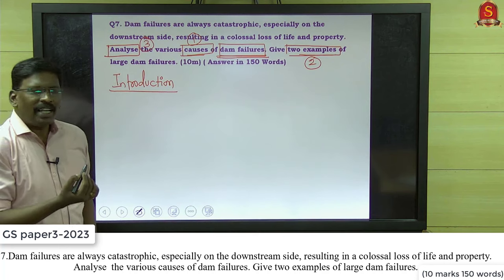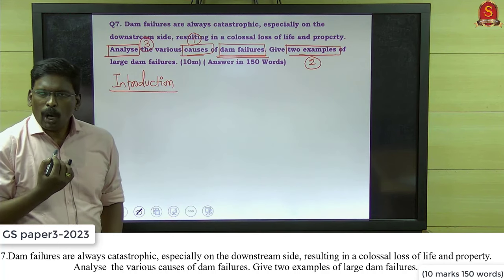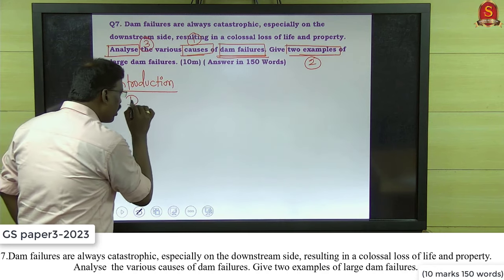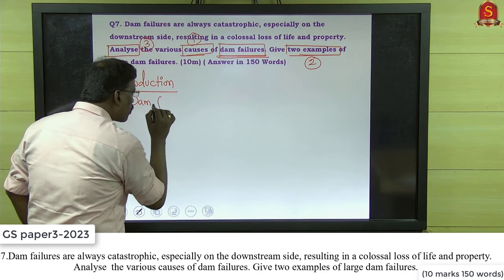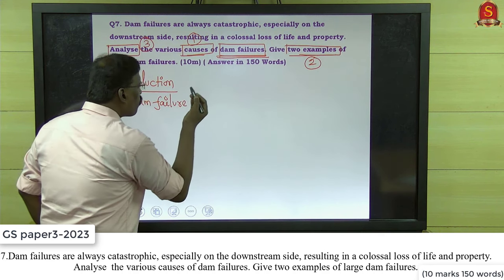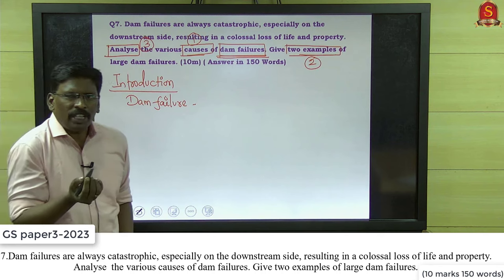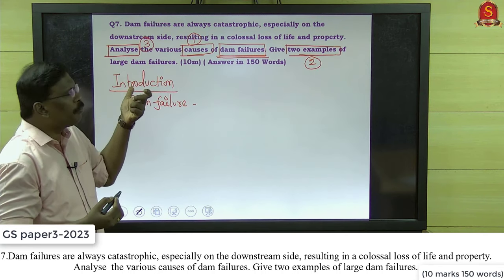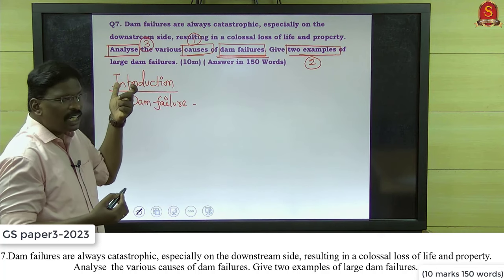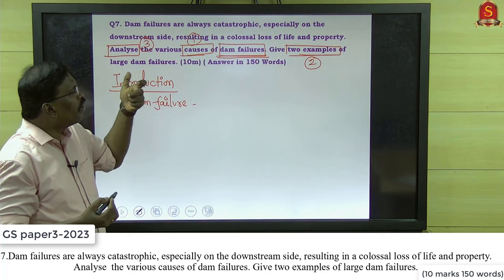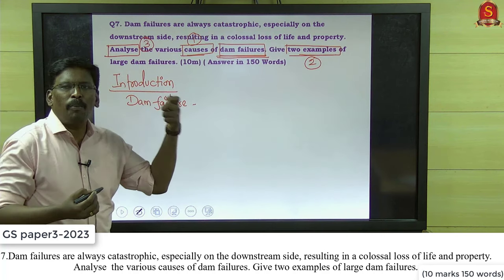So the question is regarding the dam failure. So our answer should be regarding the dam failure. In how the question is being presented, it is presented in the form of catastrophic, especially on the downstream side, resulting in loss of life and property.